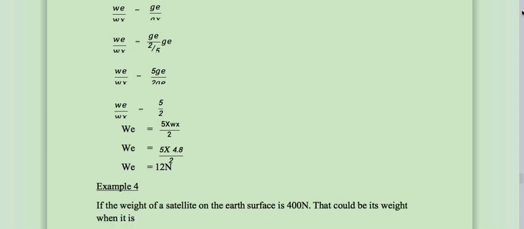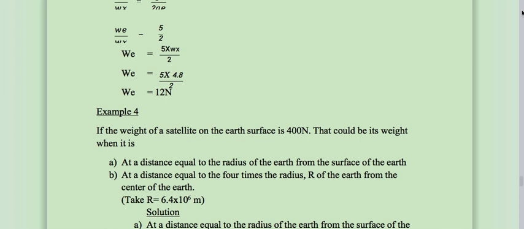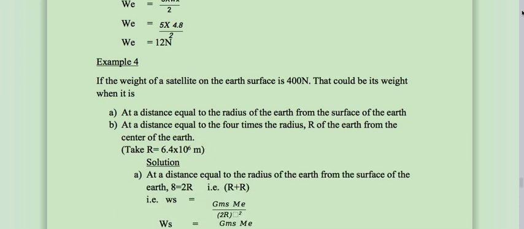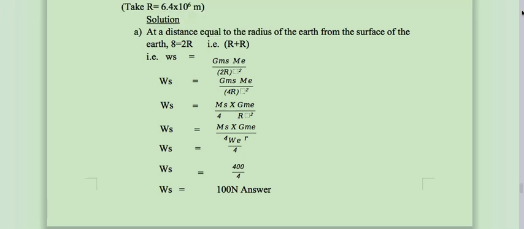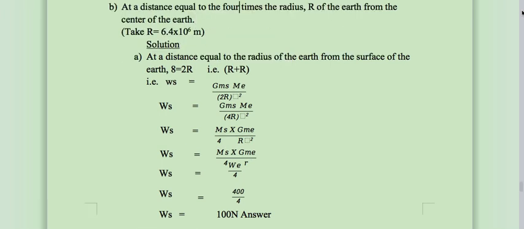Example 4. If the weight of a satellite on the Earth's surface is 400 Newton, what could be the weight when it is (A) at a distance equal to the radius of the Earth from the surface, (B) at a distance equal to 4 times the radius of the Earth from the center of the Earth? Take the radius of the Earth to be 6.4 times 10 to the power 6 meter.